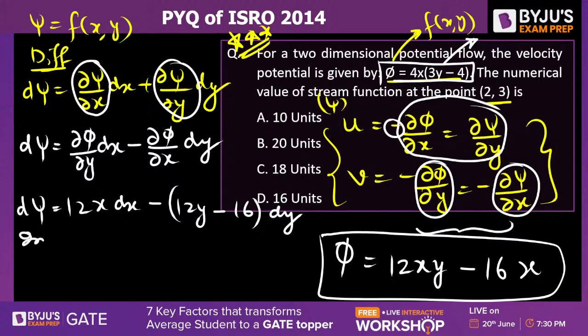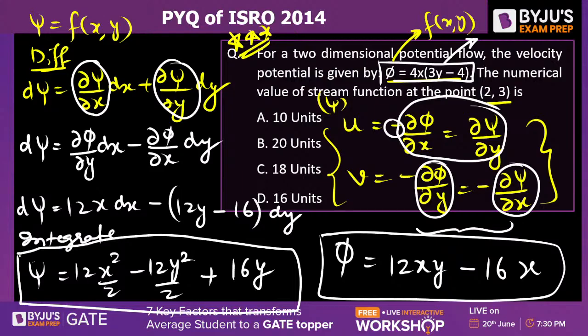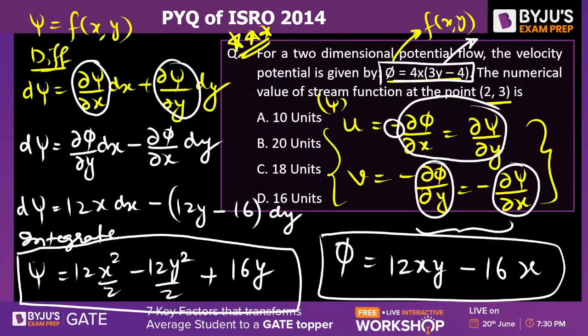Now let me again integrate it. If we integrate, psi will be equal to 12 into x square by 2 first term minus 12 into y square by 2 another term, it will become plus 16y. Do you guys understand this or not? This will be the expression for psi. So it is 6x square minus 6y square plus 16y.